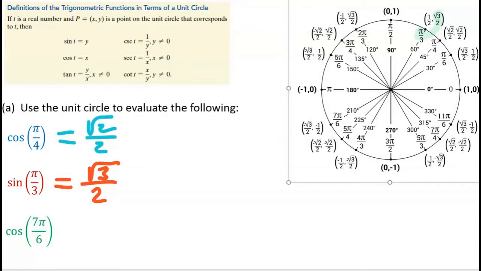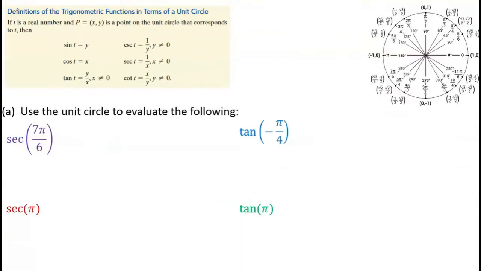Now, once you pause it, work on cosine of 7 pi over 6. So first of all, I have to find 7 pi over 6 on my unit circle, and it's right here. I'm just going to circle it. There's 7 pi over 6, and cosine is the x value on the unit circle. So the x value at 7 pi over 6 is right there. It is negative square root of 3 over 2. So you see how this works? We can do this. Let's do another page of them.